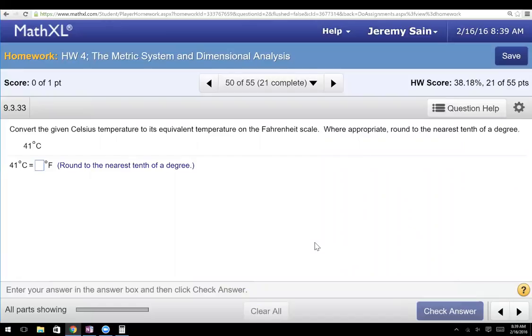Oh, okay. Celsius to Fahrenheit's a weird one. So let's talk about it just real quick.